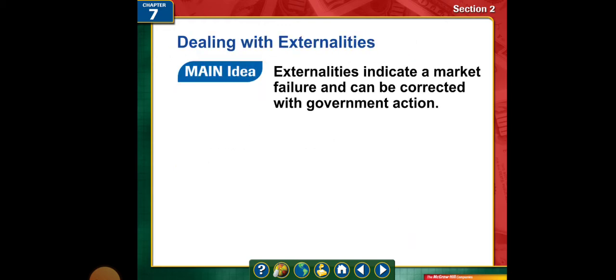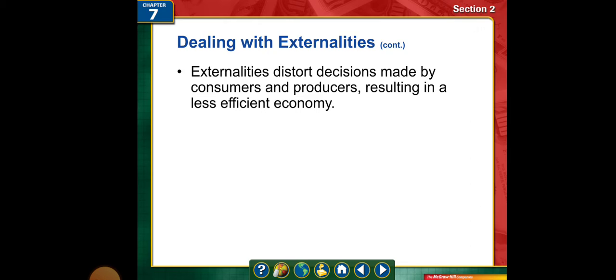So, externalities, the main idea of dealing with externalities. Externalities, what does it mean? Externalities indicate market failure, but we didn't know the meaning of externalities yet, and it can be corrected by government action. What does it mean, externalities? Externalities distort decisions made by consumers and producers, resulting in a less efficient economy. So I'm having here decisions made by consumers and producers, resulting in a less efficient economy.